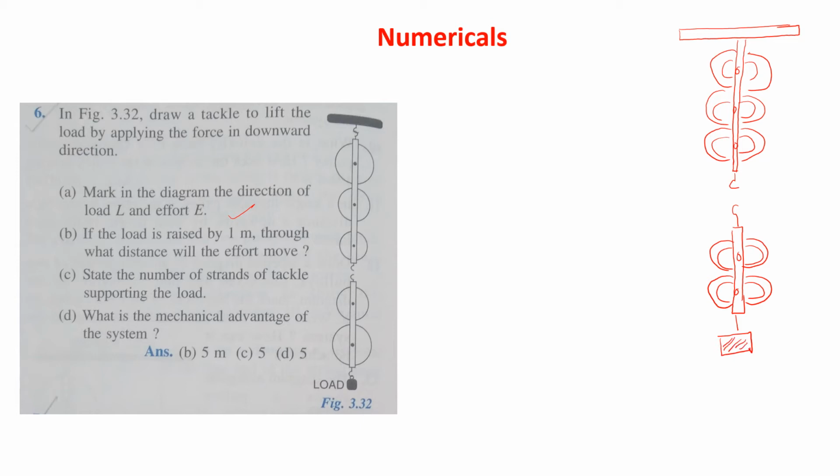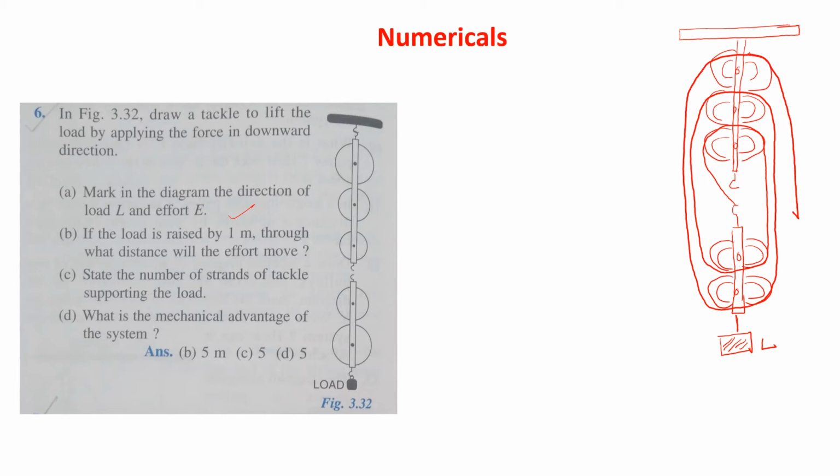and it is said, draw a tackle to lift the load by applying the force in downward direction. So that means it must start from here, the lower end. Here. This is effort.